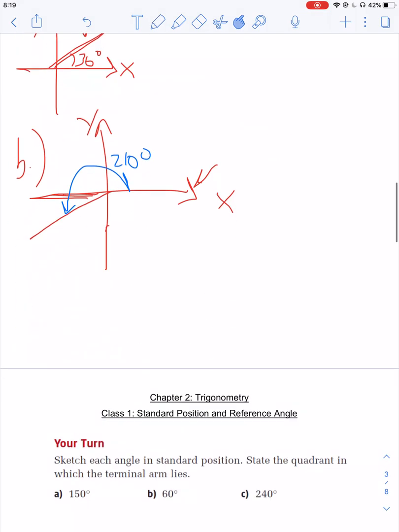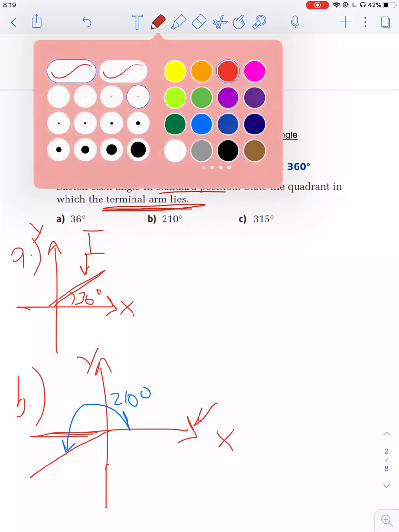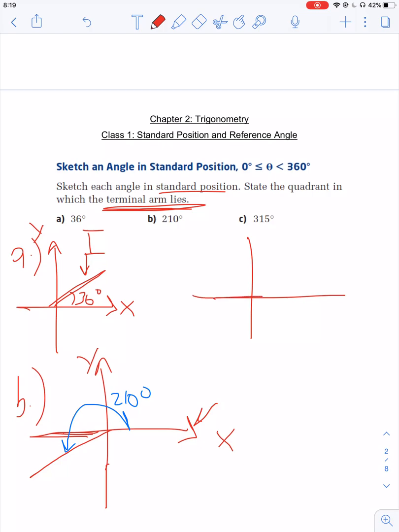And let me see if I have enough space for the last question. I'm just going to do it right over here. Again, draw your XY plane. This one is 315. X, Y, so 90, 180, 270, 360. 270 plus 30 is 300. So this is kind of like halfway. I think 315 plus 45 is 360, so this is exactly halfway. Again, your angle starts from the positive x-axis and goes all the way there. So this is your 315-degree angle in standard position.